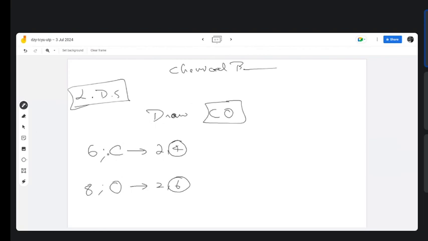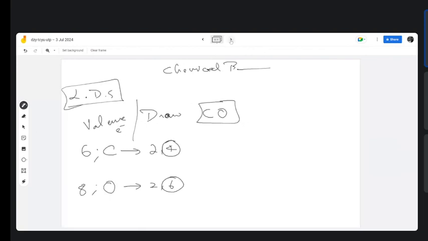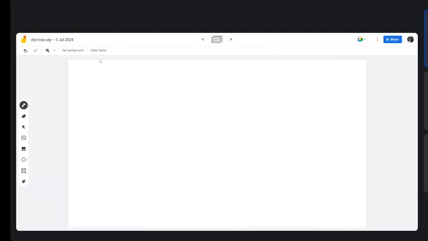Write the electronic configuration of each of them. Why? We're supposed to find valence electrons. Once you find valence electrons, step number 2 is done. Step number 3: we draw something called a skeletal structure. We write C, and we blindly write O with some gap.